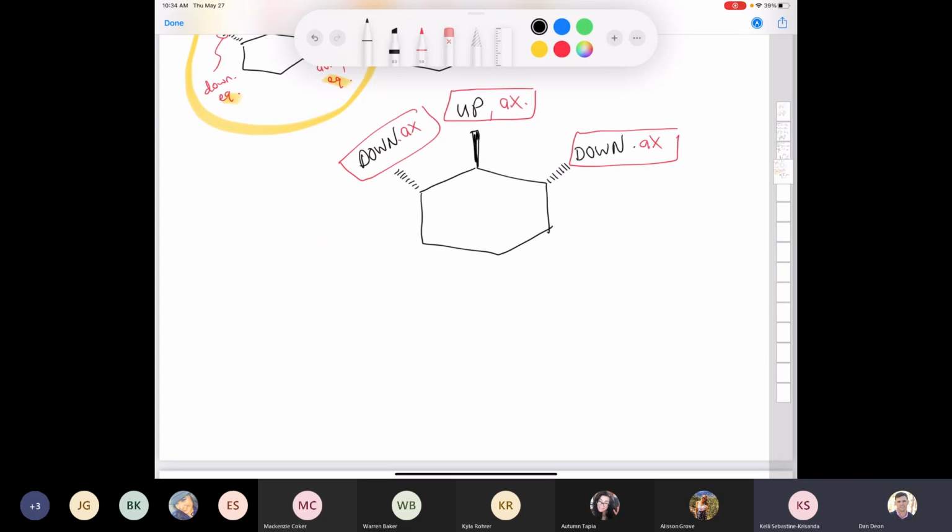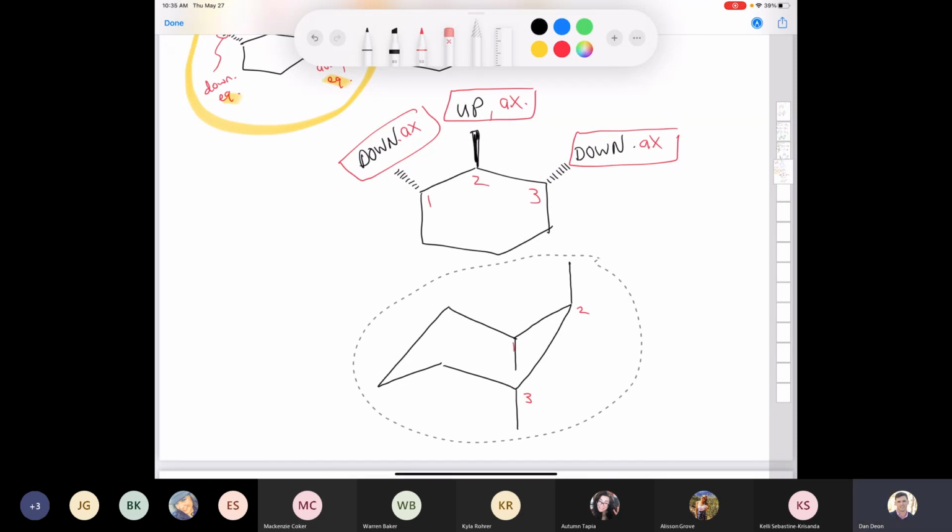Okay, I got it. Right, so if you draw the chair of what I'm just representing here, let's say we call this carbon number 1, we call this 2, and we call this 3. So we have 1, 2, and 3. On carbon number 1, the methyl group is pointing down. So if it's pointing down, it's going to be down in axial, like this. On carbon number 2, the methyl group is pointing up, so it's axial. And on carbon number 3, it's pointing down, so it's also going to be axial, like this.